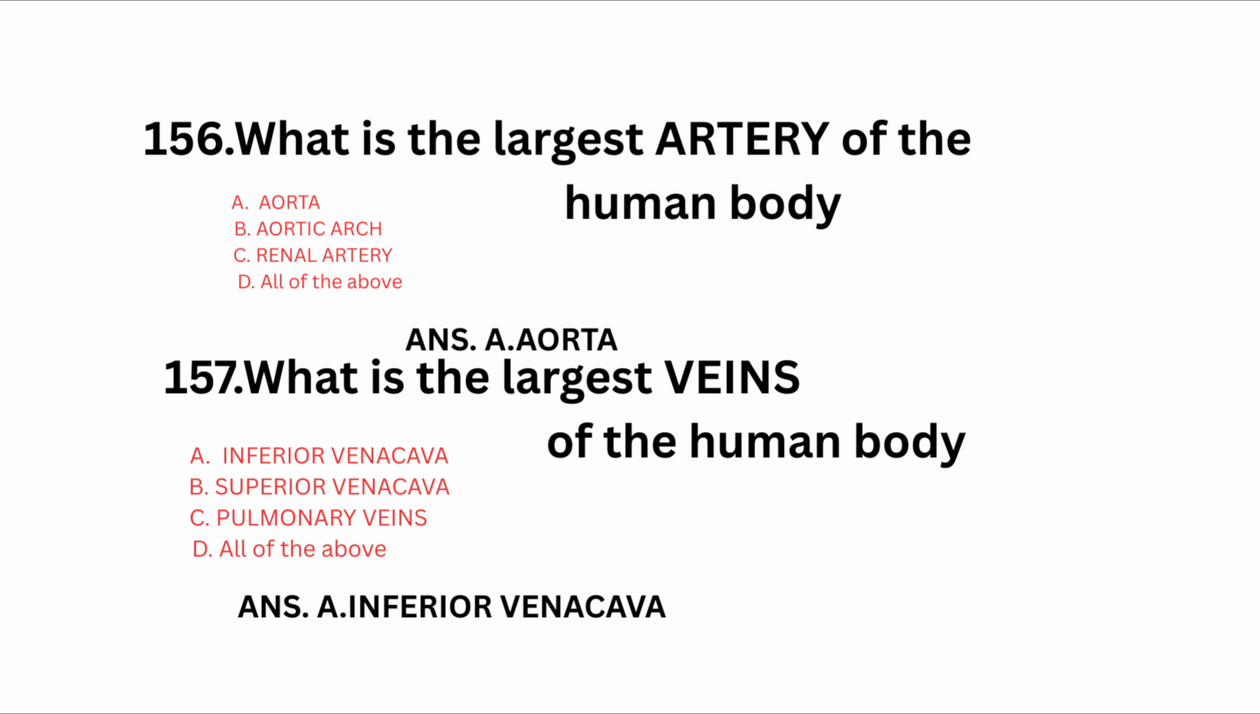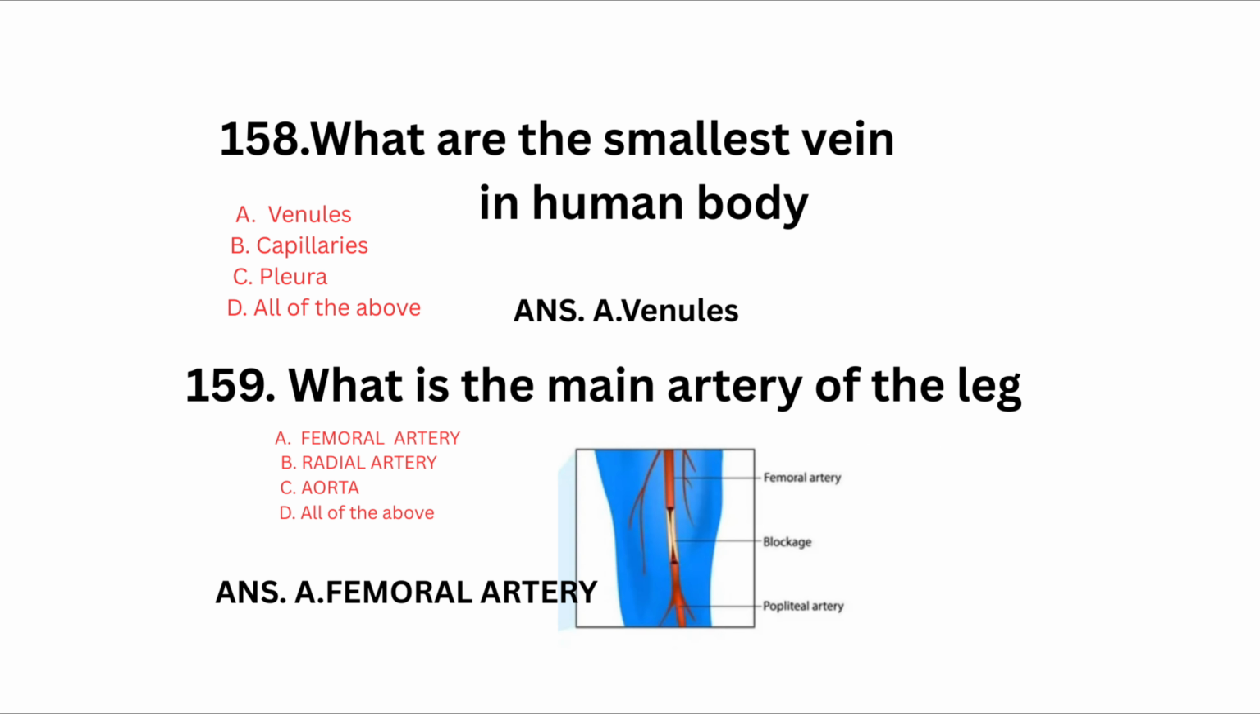157, what is the largest vein of the human body? A, inferior vena cava. B, superior vena cava. C, pulmonary veins. D, all of the above. Answer is A, inferior vena cava. Inferior vena cava is the largest vein. It's running almost through and through the thorax and abdomen.